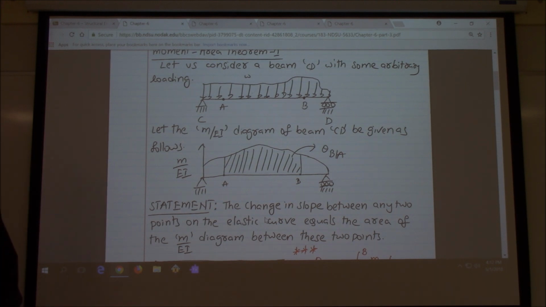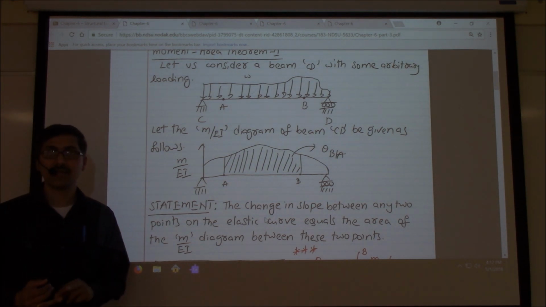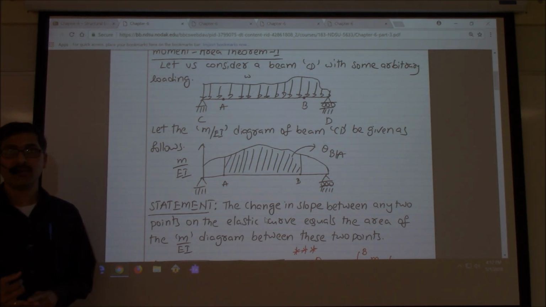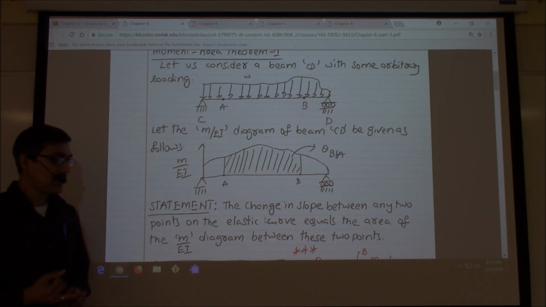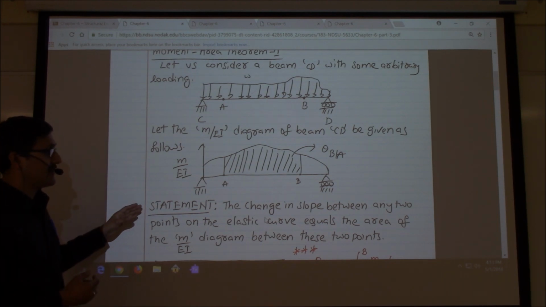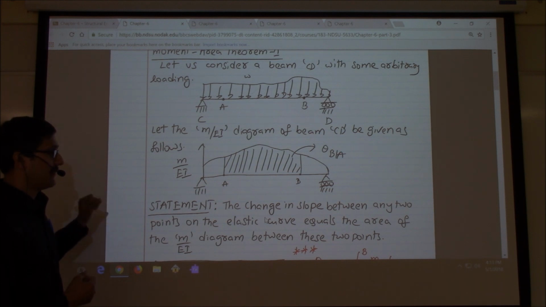Hello everyone. Now we will quickly discuss moment area theorems. Moment area theorems are used to find the slopes and deflections in a beam, but they will not give you the slopes and deflections directly. They will give you the change in the slopes between 2 points, and the deviation of a specific point of the beam with respect to a tangent drawn from another point. Now we'll quickly go through the moment area theorem statements, and then see how we can apply them.